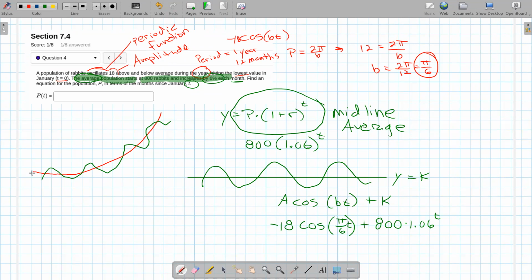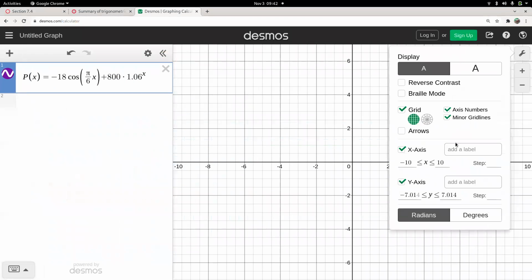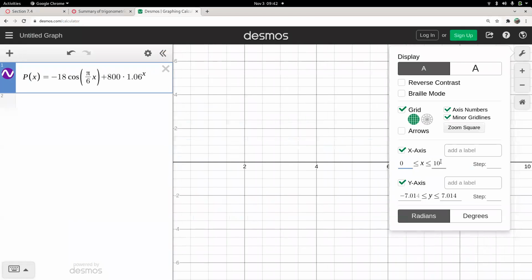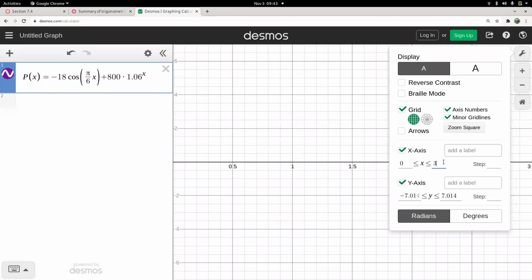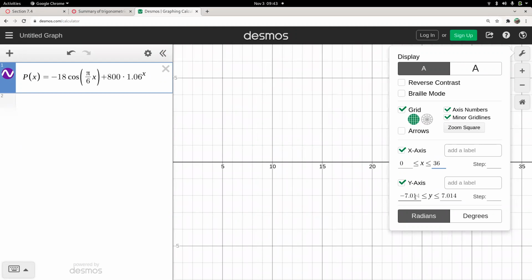This graph right here is going to start us off at 800 and then increase 6% per month from there. And it's going to oscillate 18 above and 18 below as it moves up. So thinking about the range and the domain for this, let's look at a couple of years. So adjust, don't need to start at negative. We'll start off at 0, January. And let's go for 2 years. Now let's go for 3 years, 36 months.